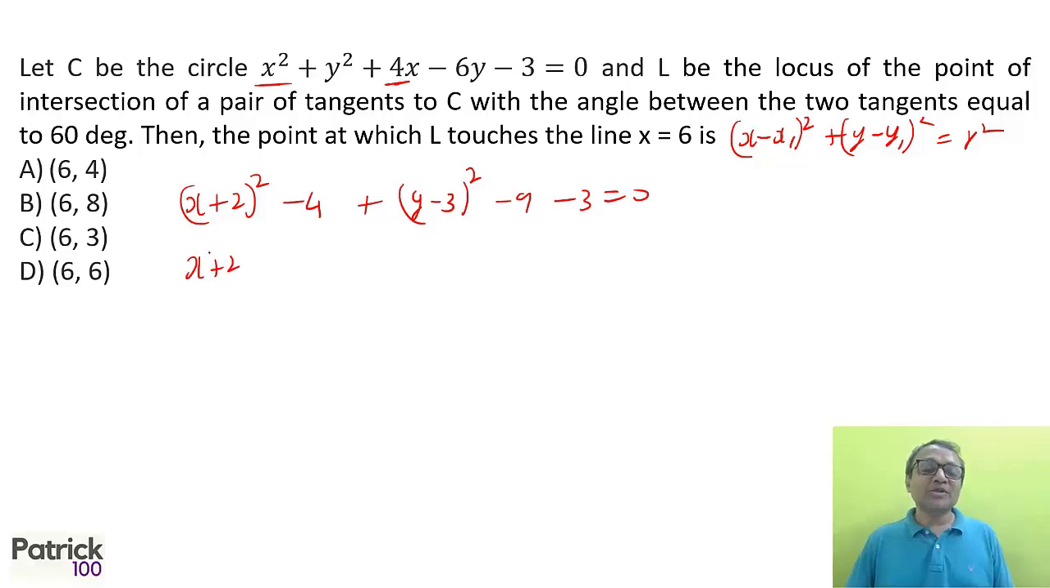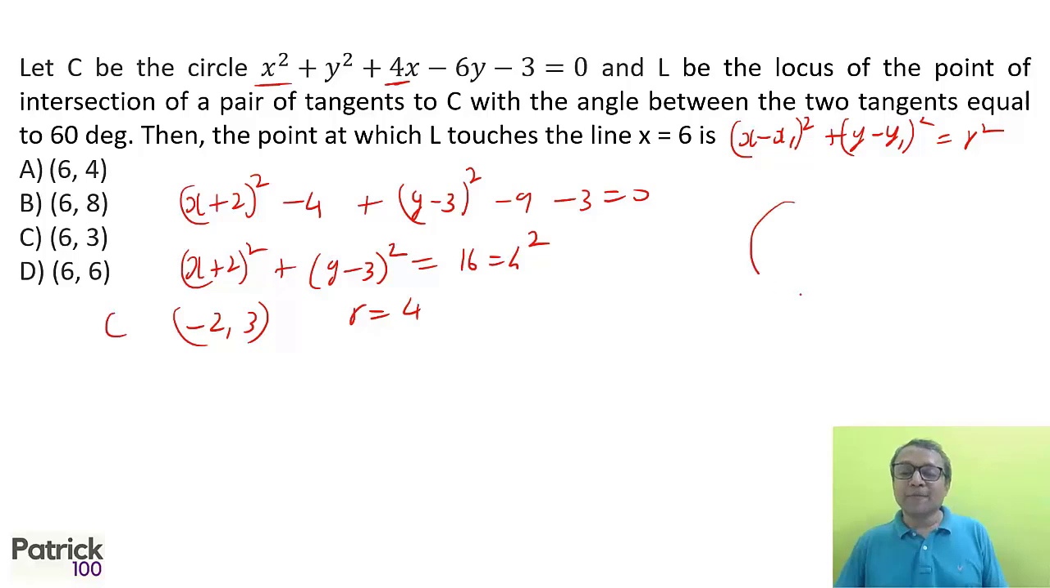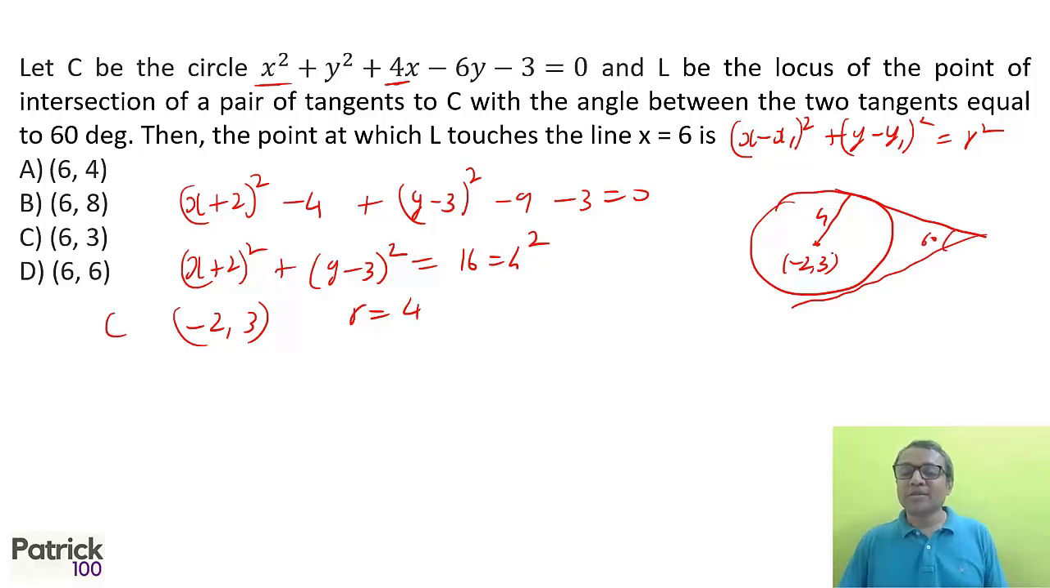Rewriting it, it becomes (x plus 2) the whole square plus (y minus 3) the whole square equal to 16, or 4 square. From this you can make out that the center of the circle will be minus 2 comma 3, and the radius will be 4. So if I draw the circle, it is minus 2 comma 3, radius is 4. When you draw this 60-degree angle where the tangents meet, now this is 60. When you draw this line out here, the radius is perpendicular to the tangent, and this becomes 30 degrees. So this becomes a 30, 60, 90 triangle.